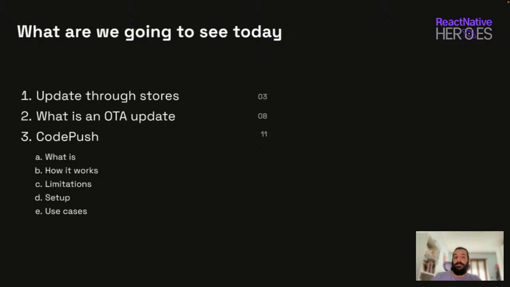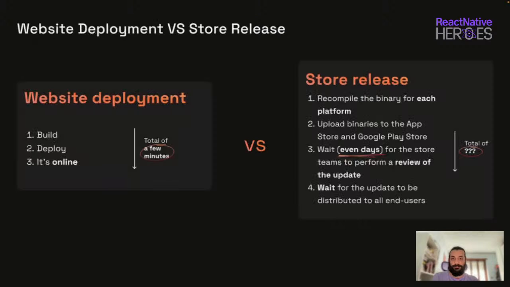However, when we finish the development and it's time to release the product, we have to fight with stores. And what we are going to see today are the problems with standard stores, what is an over-the-air update, and what is CodePush, how it works, its limitations, setup, and use cases. In the web context, we are used to do a deployment, wait for a few minutes, and have the result of our work live right away.